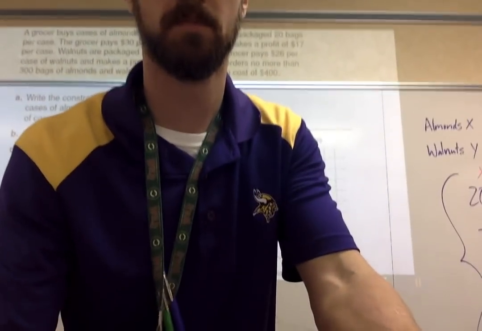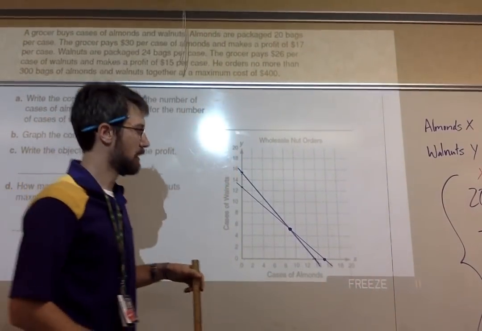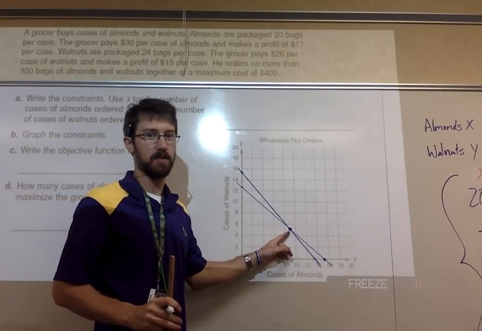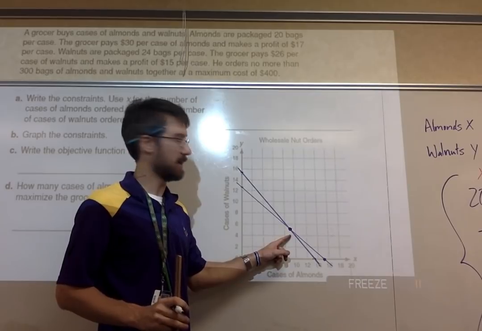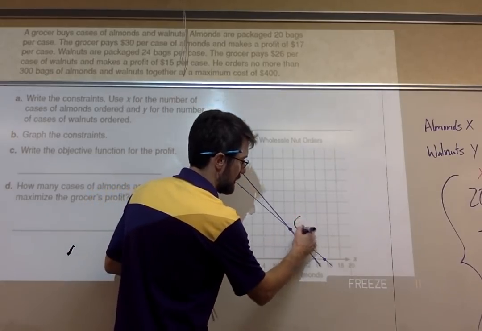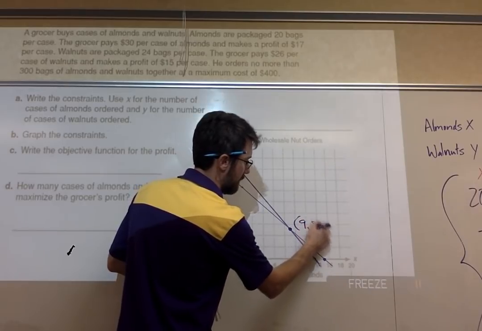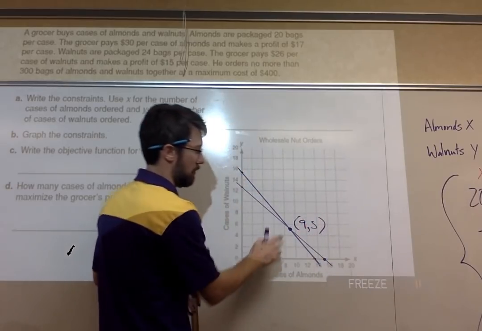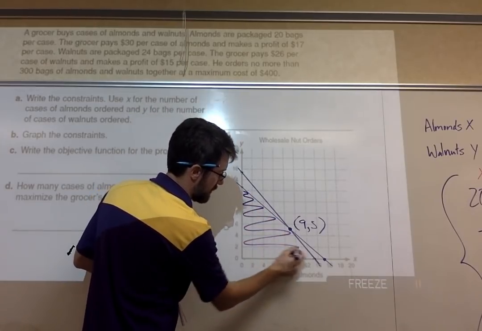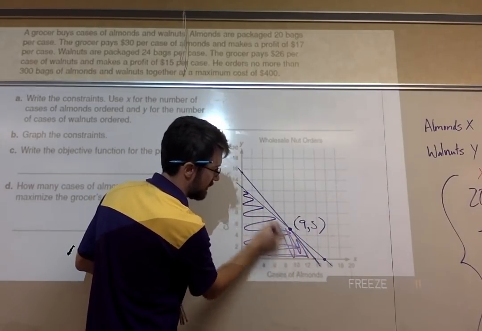Now, for some of these, if you don't graph it very accurately, you might have to do a little bit of guesswork to see where it is. Maybe test some points that are really close to it. Now, my important points here are going to be 9, 5, where the lines intersect. My shaded area is going to be this area right here.